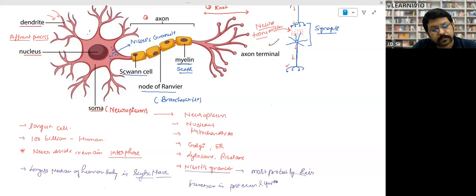What is the function of node of Ranvier? I have written over there. Branches arise. It means the neuron may be branched or unbranched. In a branched neuron, the branches come out from the node of Ranvier. Right?